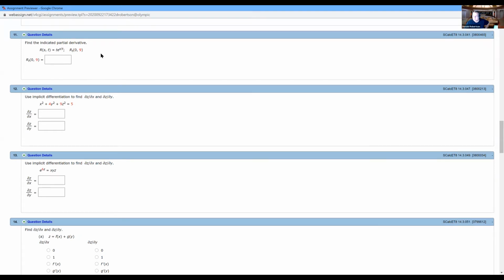T times e to the s over t. You feel comfortable with that? We good? It'd be a product rule essentially with a little bit of a chain rule, because s over t might cause some issues.